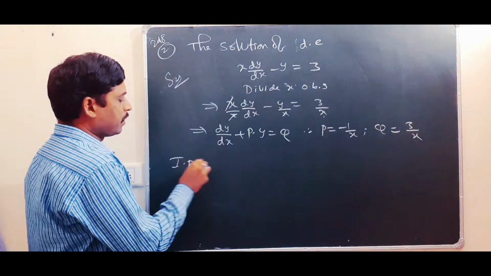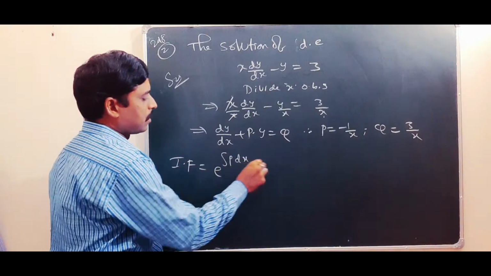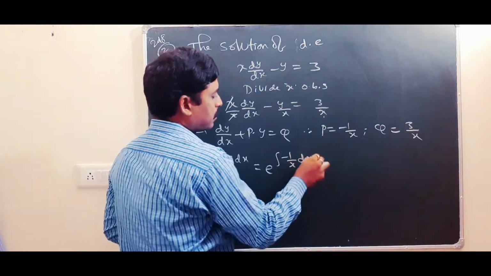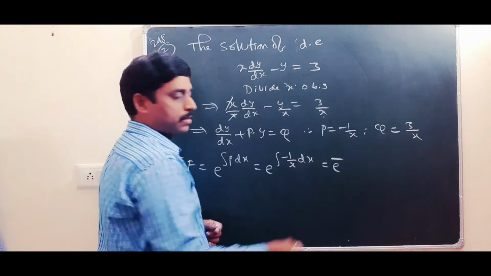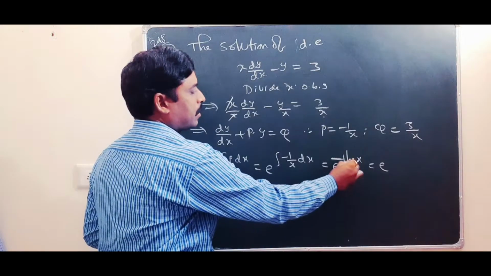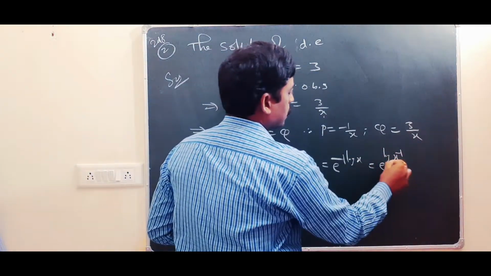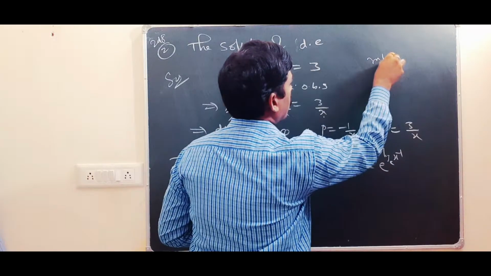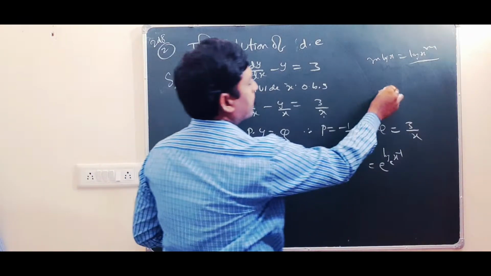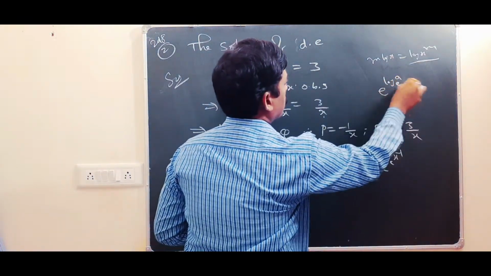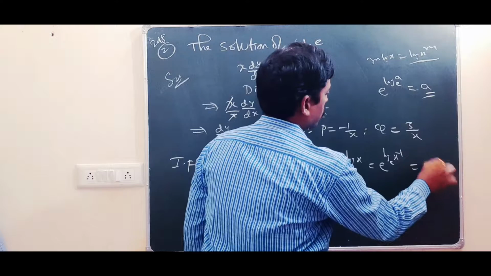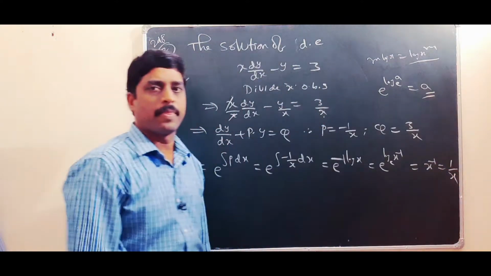First we have to find the integrating factor, e to the power integral p dx. E to the power integral of minus 1 by x dx. E to the power minus integral 1 by x is nothing but log x, so e to the power minus log x. This is minus 1 taken as power of log x, inverse. We have one formula, m log n is equal to log n to the power m. So e to the power log a is equal to a, so e to the power log x inverse is nothing but x inverse, which is 1 by x.